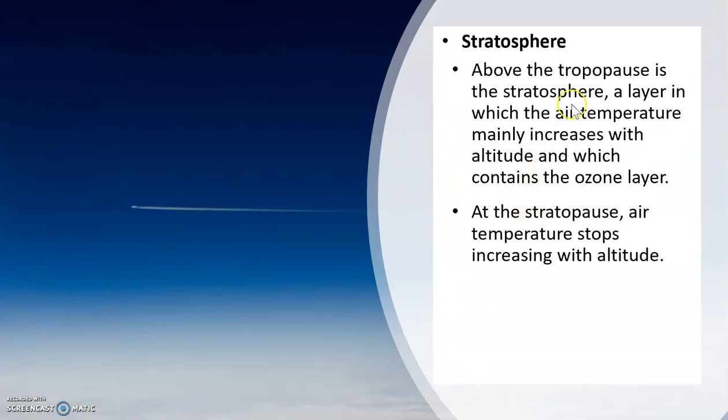Just above the troposphere is the stratosphere. We call the layer between the troposphere and the stratosphere the tropopause. Once you're in the stratosphere, the air temperature increases with altitude, so it's going to get warmer and warmer. The stratosphere contains the ozone layer, this layer that I said is going to intercept the majority of those UV photons, those UV rays, that UV light that is very damaging to both humans and plants and things like that.